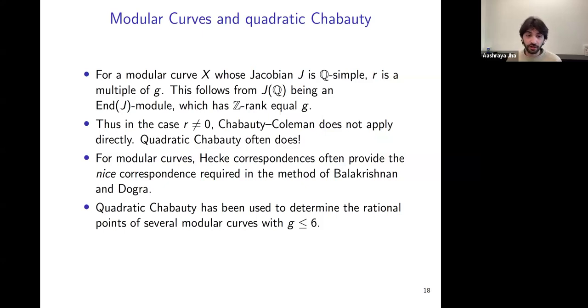And Jen gave us a lot of modular curves on which points were found using quadratic Chabauty. I won't go through the list again, but I'll just highlight that I think the highest genus that was worked out was g equal to 6, which is also quite remarkable. I think that's a very high genus to have worked with.